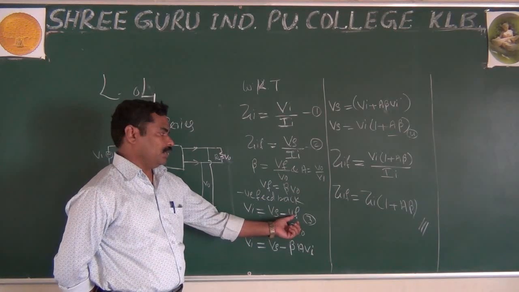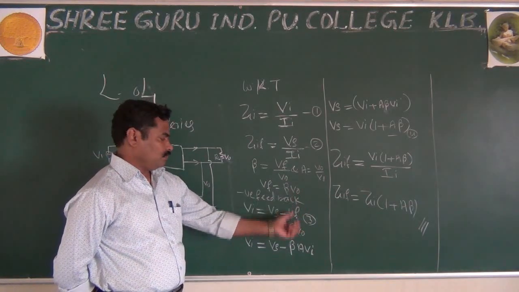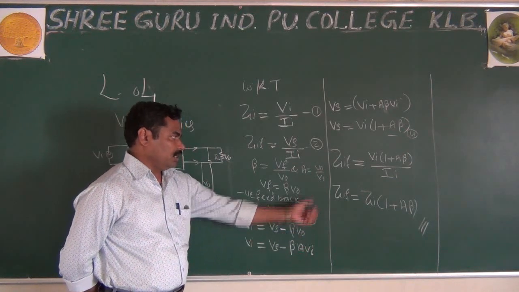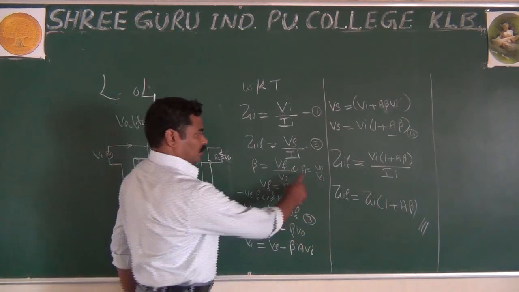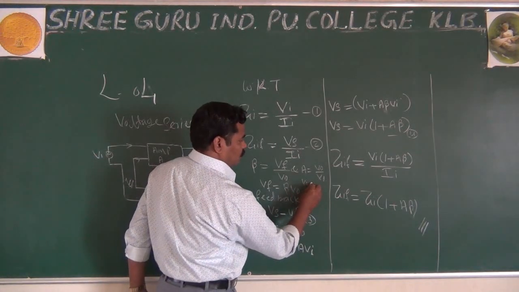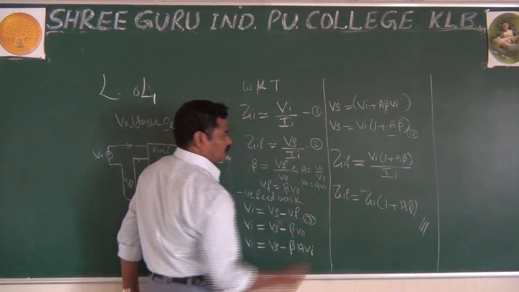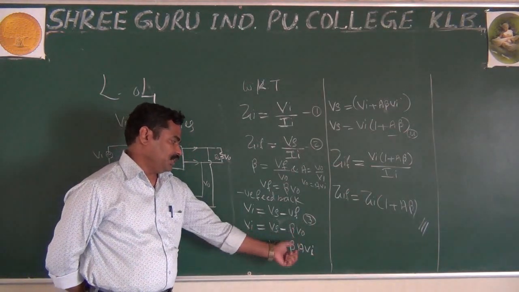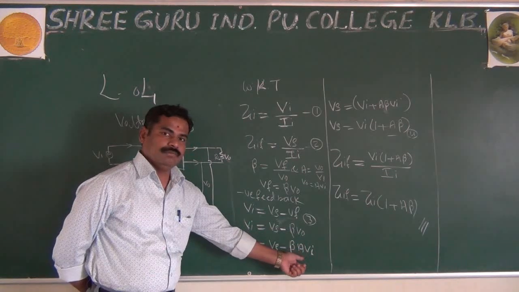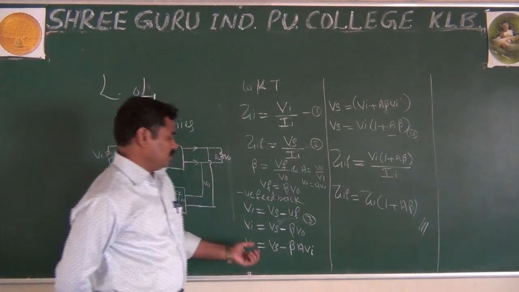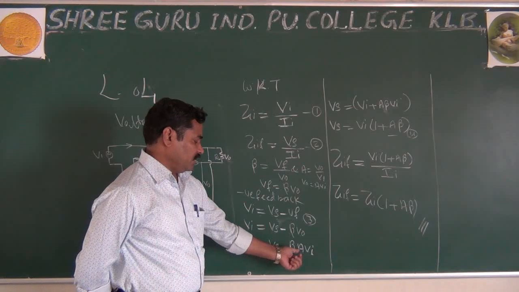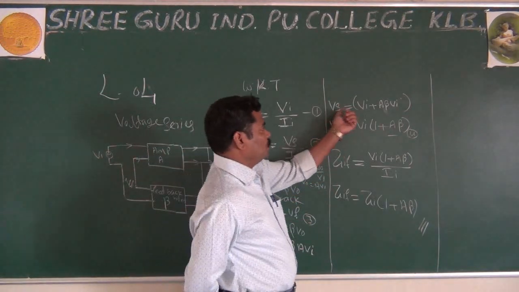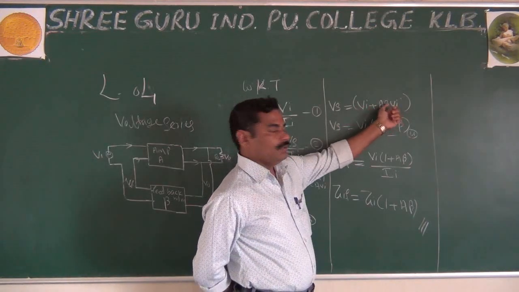In place of Vf, we can write beta and V0. And in place of this V0, we can write A into Vi. Here V0 equal to A into Vi. So Vs as it is, Vi as it is, beta as it is, and in place of V0 you write A into Vi. Remaining, you take Vi on one side and Vs on the other side. Then it becomes Vs is equal to Vi plus A beta into Vi.